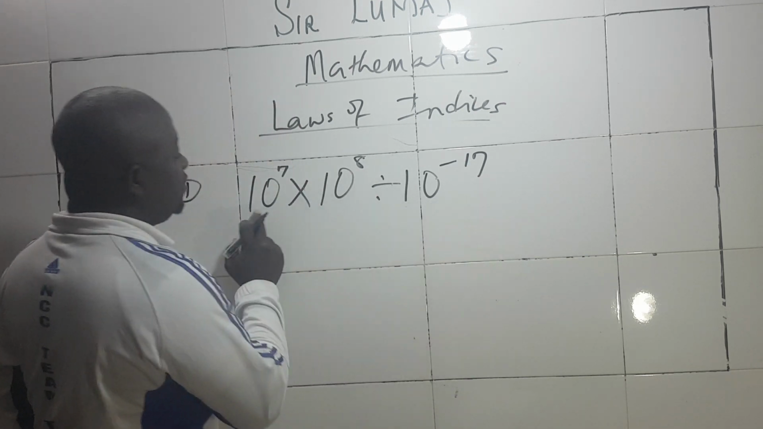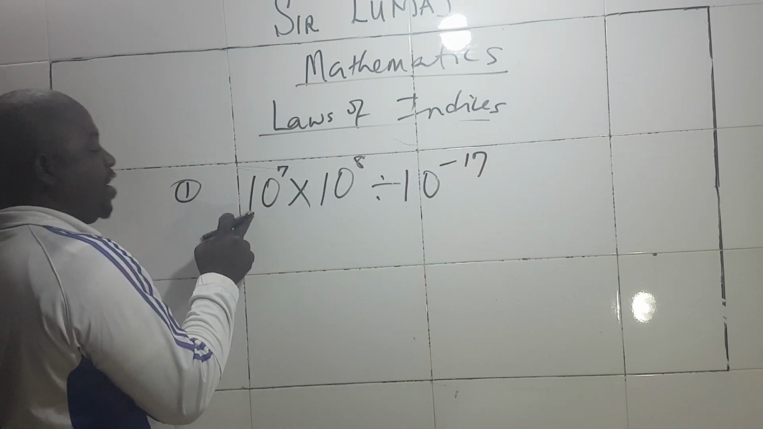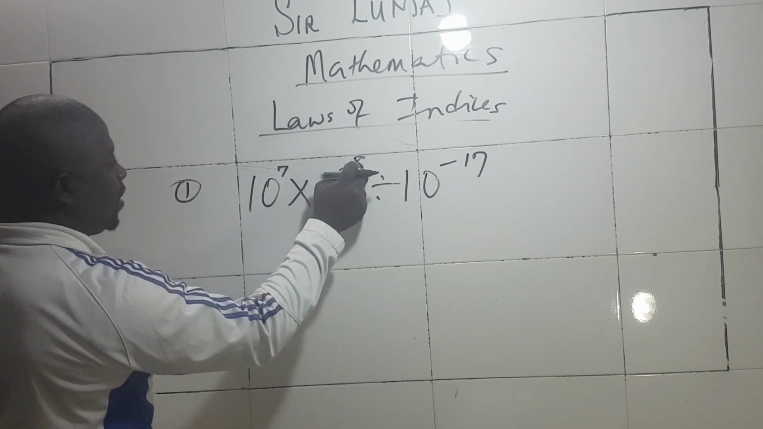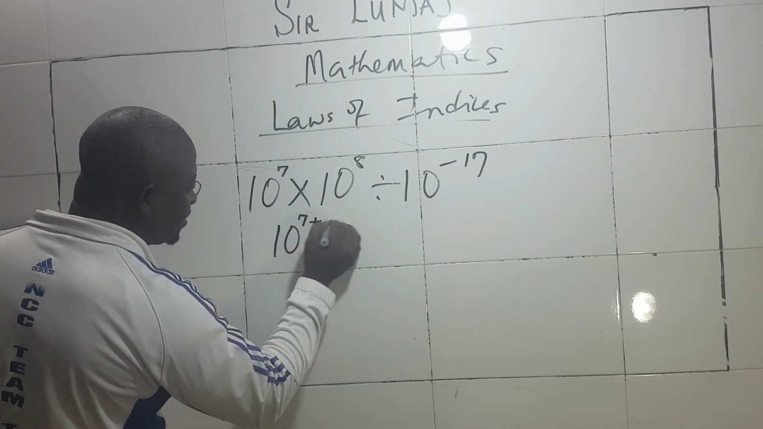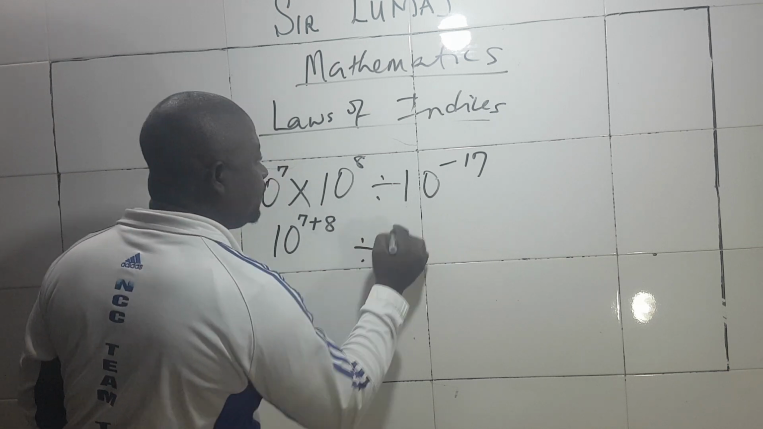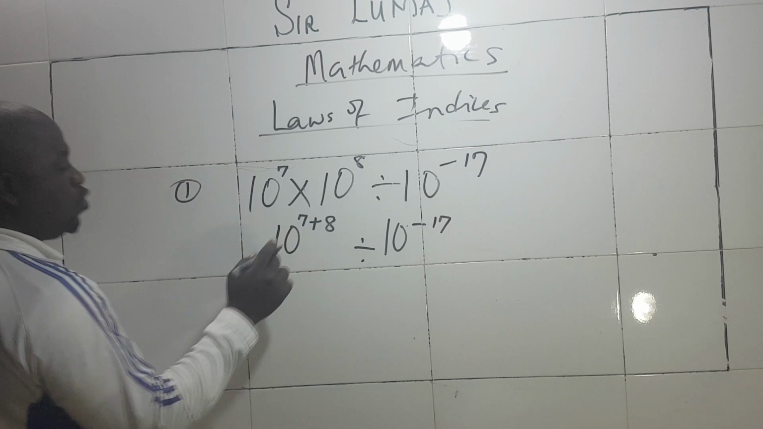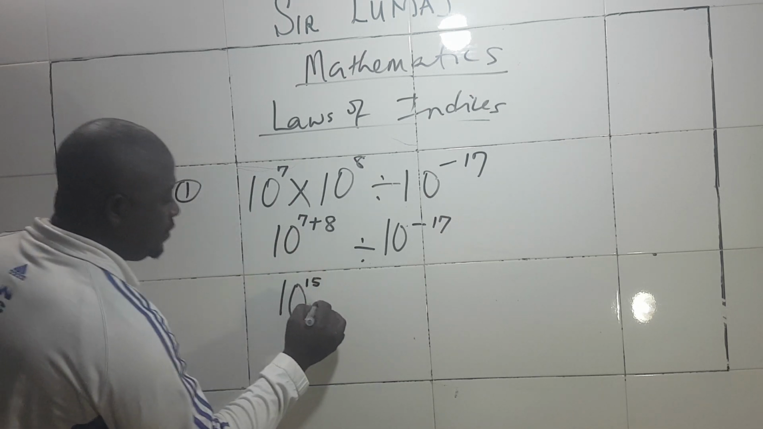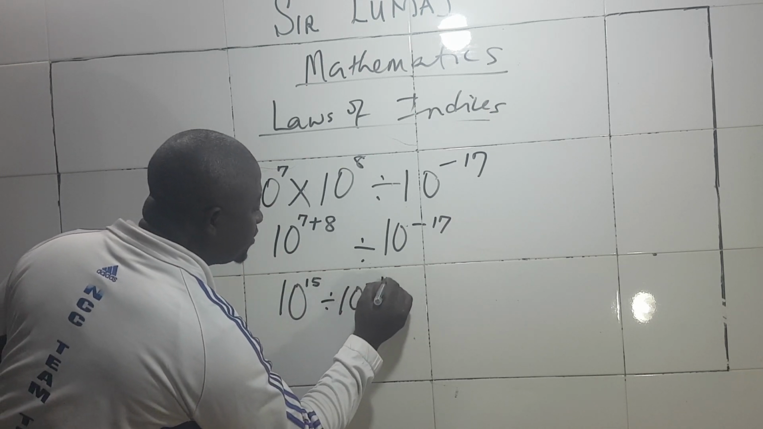If they have common base, if you want to leave this and solve this, you can go ahead. If I go step by step now, that is even better. 10 raised to power 7 times 10 raised to power 8. That is 10 raised to power 7 plus 8, applying the law of indices. Divided by 10 raised to power minus 17. So you're going to have 10 raised to power 15 divided by 10 raised to power minus 17.